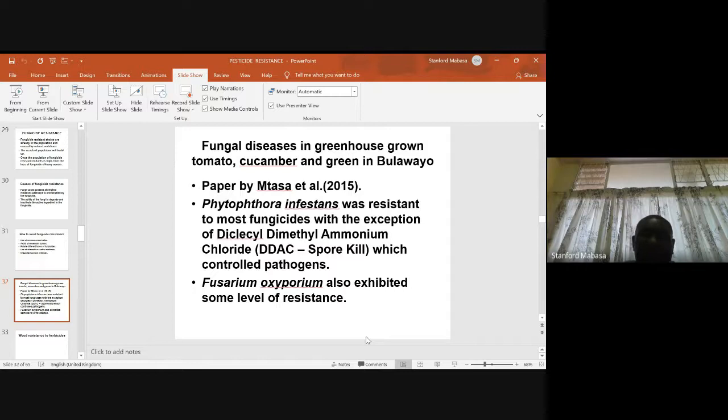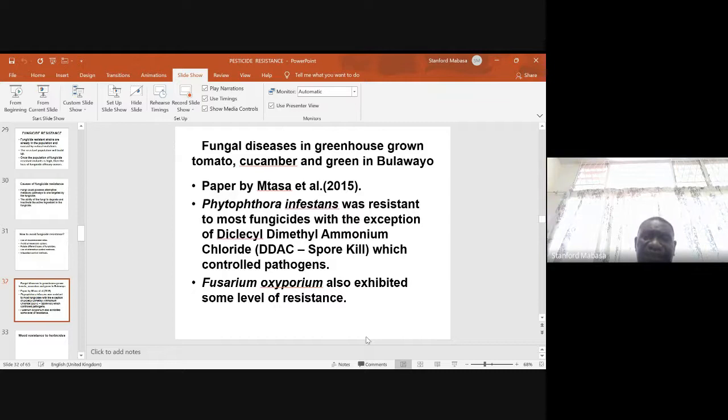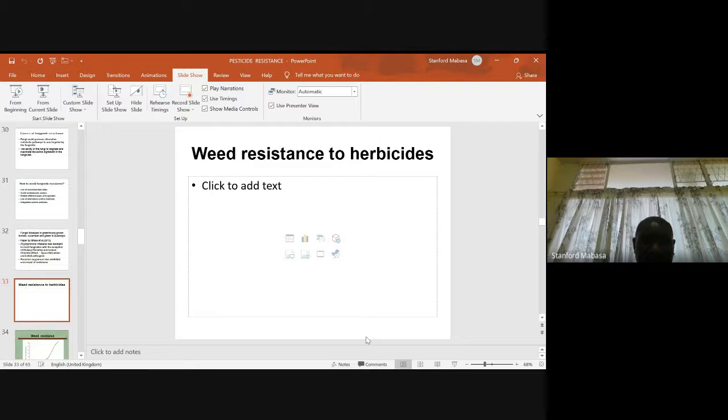Fusarium oxysporum was also found to exhibit some level of resistance. This was a greenhouse experiment reported in Bulawayo. So that was short for fungicides or fungicide resistance.